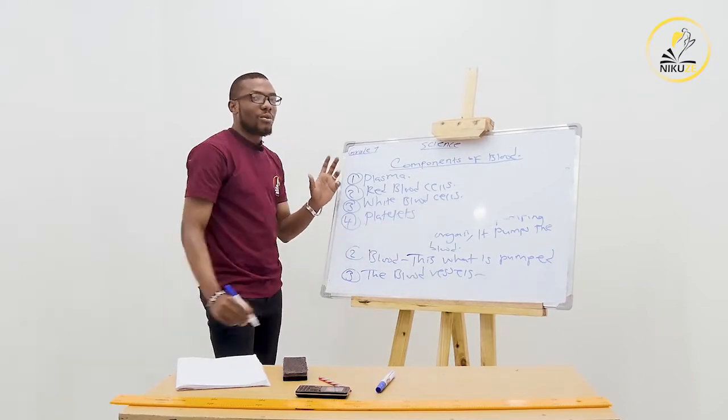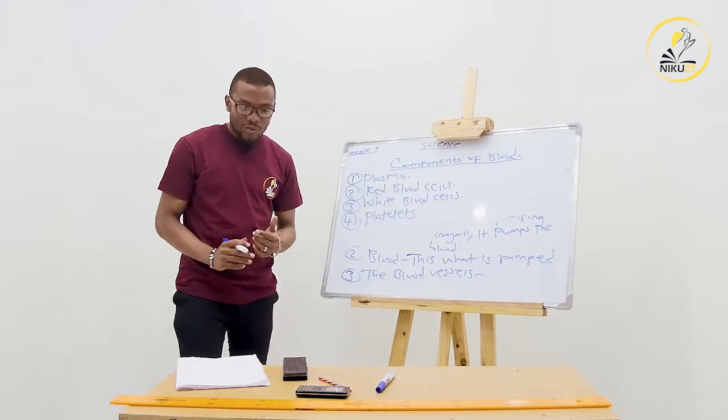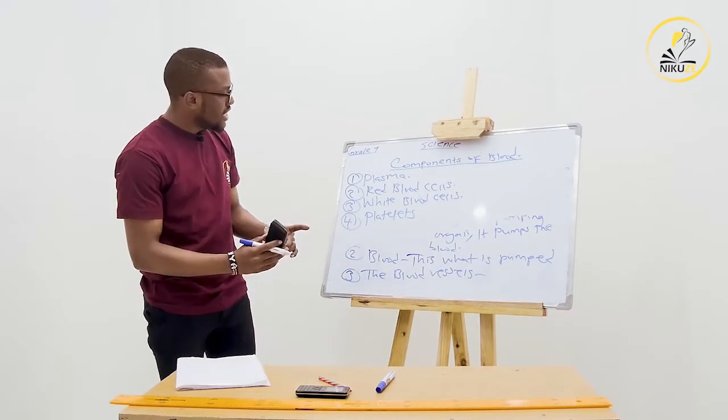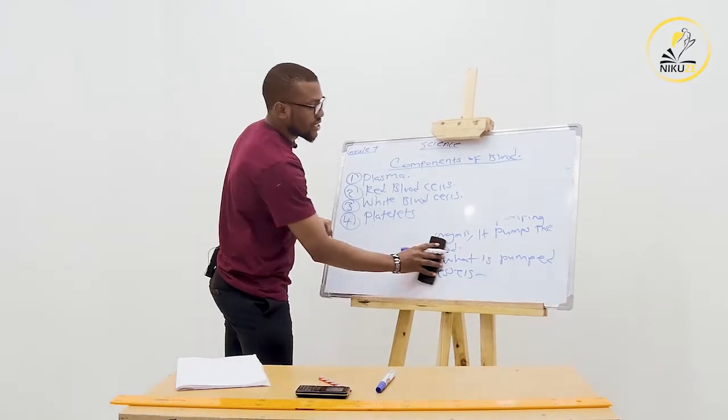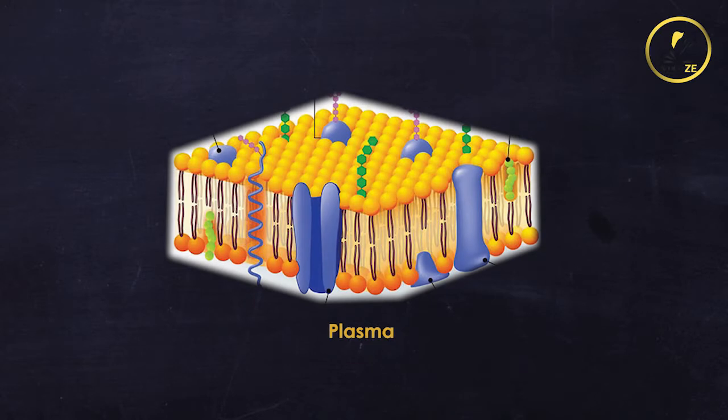Don't confuse these components with the parts of the circulatory system. We are going to discuss each one of them, and we will start by looking at the plasma as a component of blood. Number 1, let's look at the plasma. Remember, we'll be looking at them together with their functions.